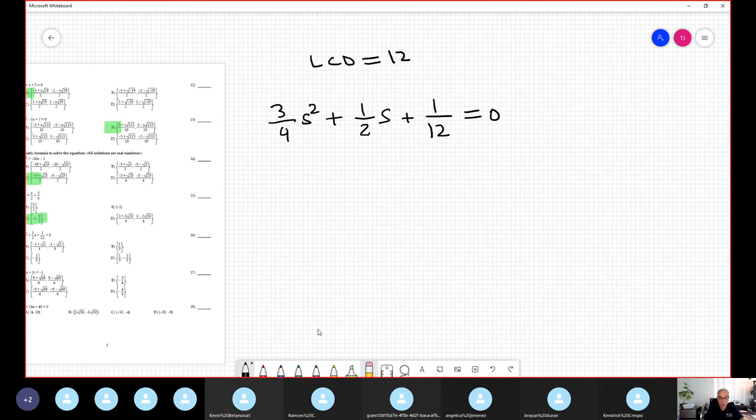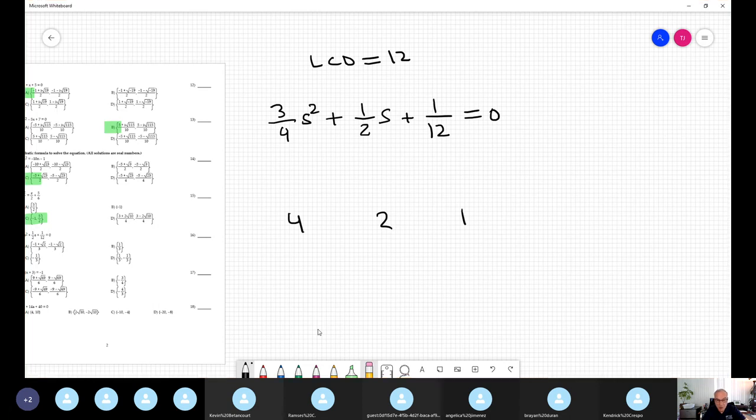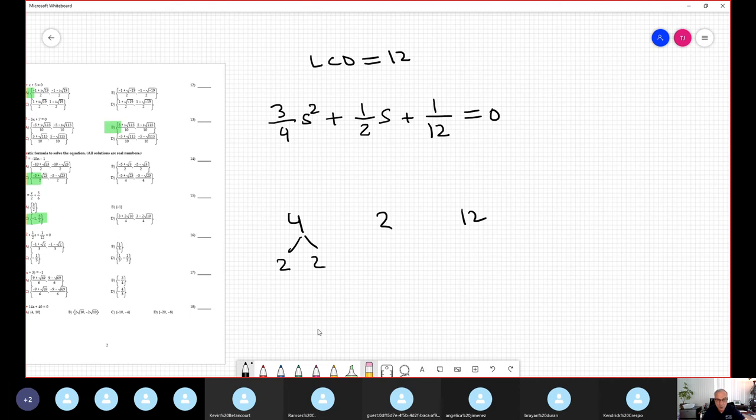Suppose that you don't know, okay, no problem. You take 4, 2, and 12, and break them down in prime factorization. 2 is just 2 because it's prime. It's 2, 6, 2, 3. And remember the rule to find the LCD: you take every factor, not omitting any factor.